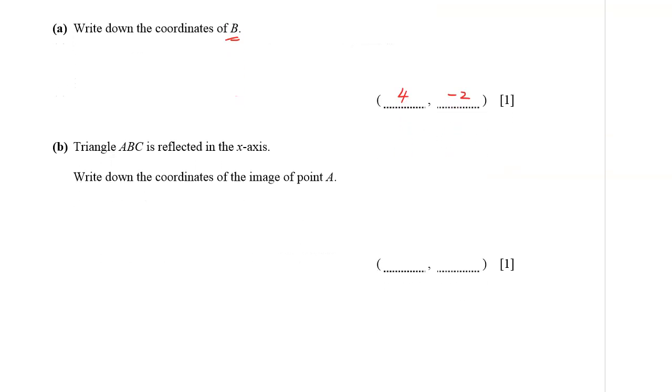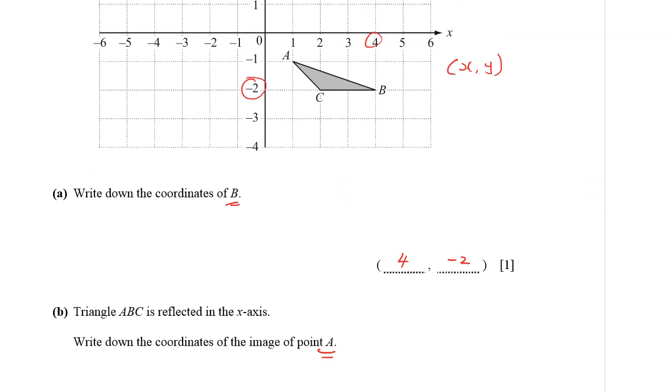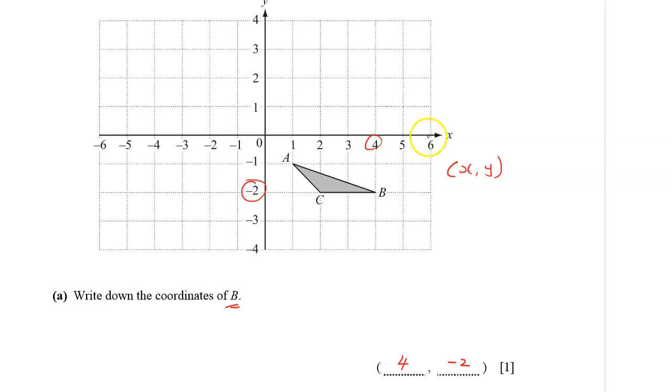Part B. The triangle ABC is reflected in the x-axis. Write down the coordinates of the image of point A. So reflection occurs. If it's reflected along the x-axis, this is the mirror line. So of course, the reflection of A will fall right here.